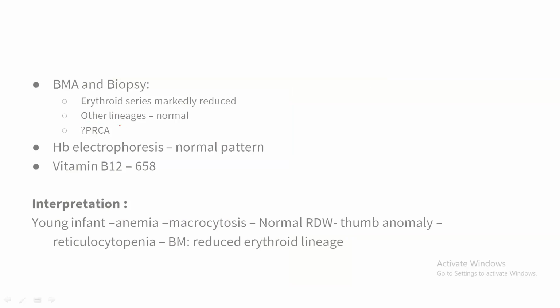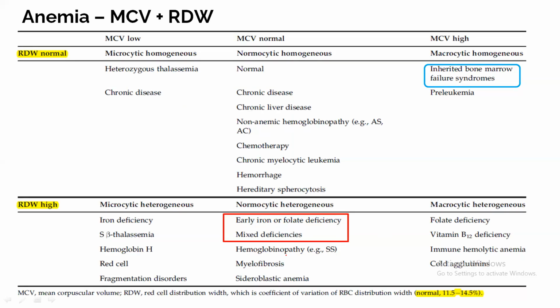So pure red cell aplasia is one of the outcomes, but we need to look at what entity we are dealing with. Hb electrophoresis was found to be normal, vitamin B12 is normal. So this young infant has anemia, macrocytosis, normal RDW, thumb anomaly, reticulocytopenia with a reduced erythroid lineage. So what are we dealing with here? Probably we are dealing with an inherited bone marrow failure syndrome.